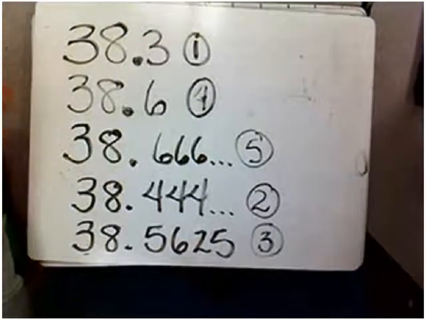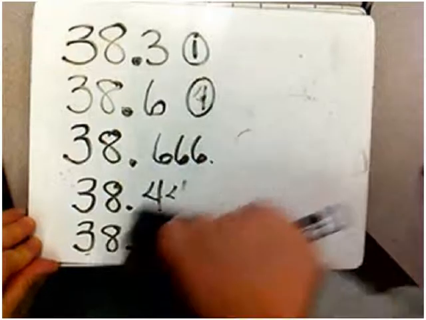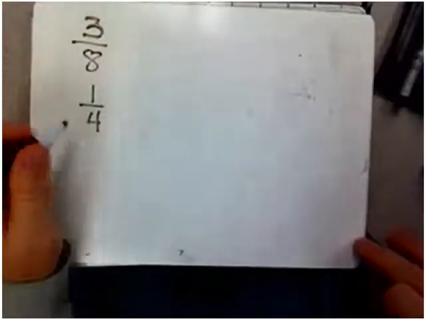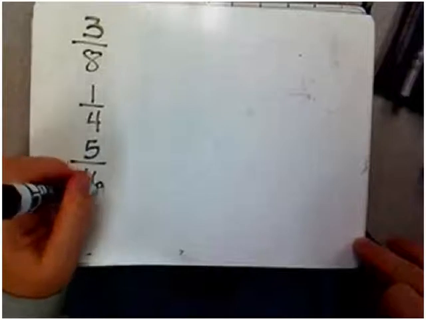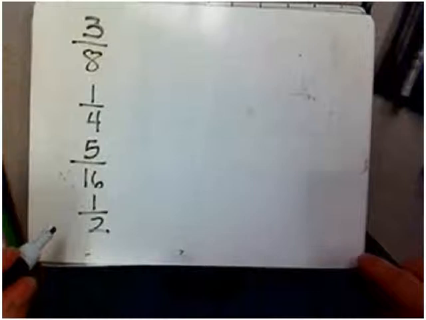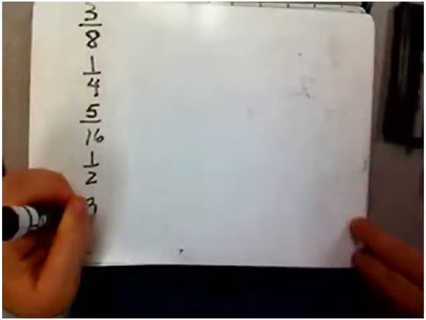All right. So Sophia has 5 wrenches. So we got another check your progress. Sophia has 5 wrenches measuring 3/8 of an inch, 1/4 of an inch, 5/16 of an inch, 1/2 of an inch, and then 3/4 of an inch. Now we can do this several ways.